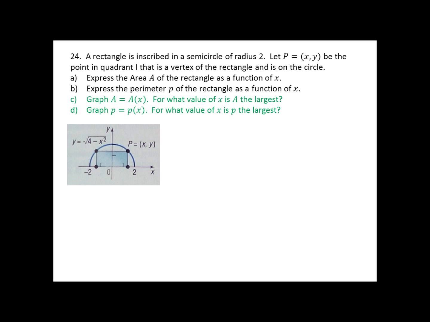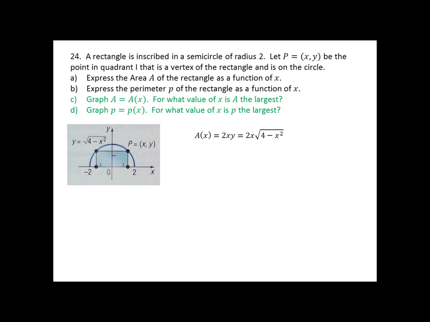How tall is that rectangle? Well, it's y tall, but we can plug in something for y. So my area is 2x, that's the base of the rectangle, times y, the height of the rectangle, but I substitute in my square root of 4 minus x squared for y. So I've got my area equation.